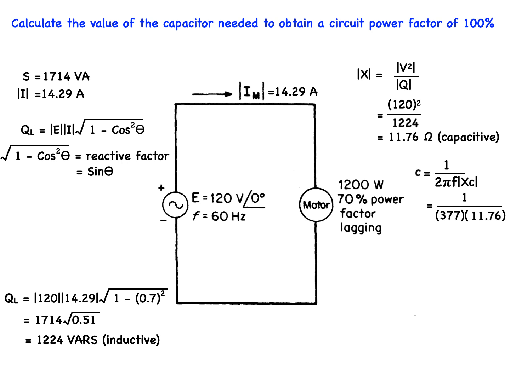Now we can plug in our known values, and we get C is equal to 1 over the quantity 377 times 11.76, which finally gives us the value of the capacitor, which is 255.5 microfarads.